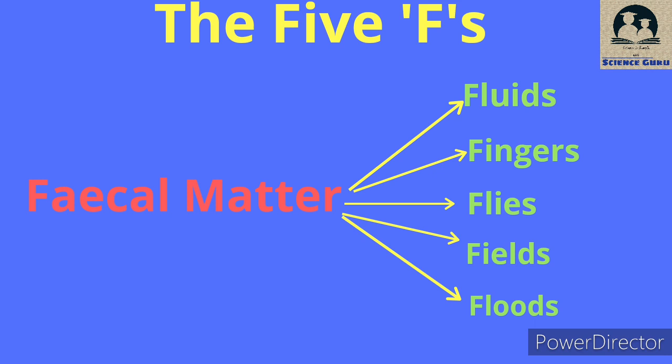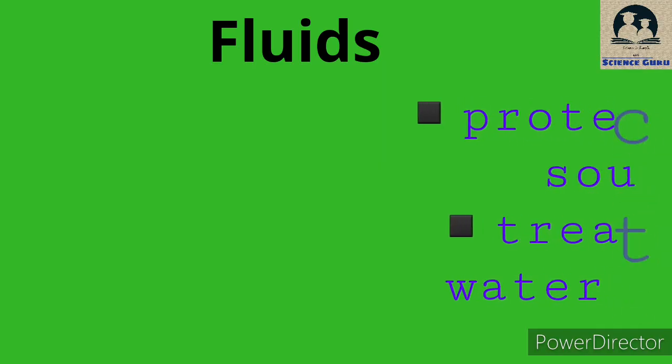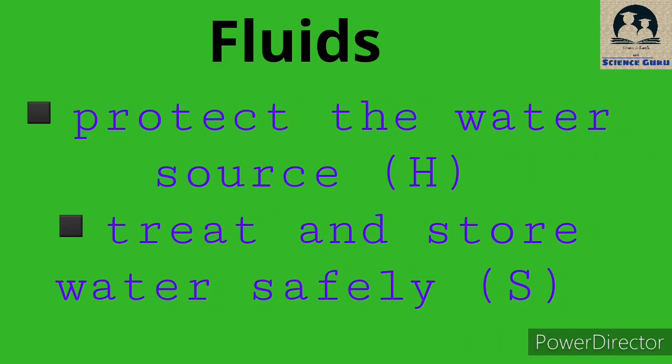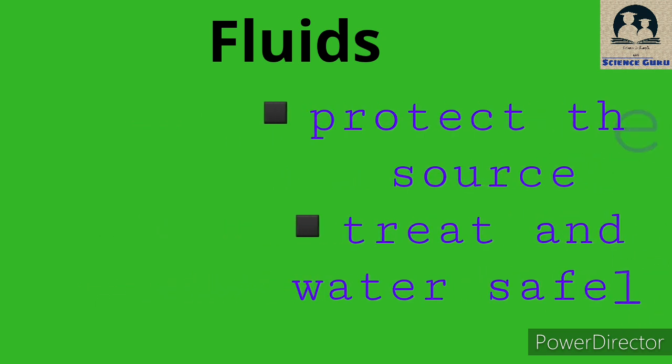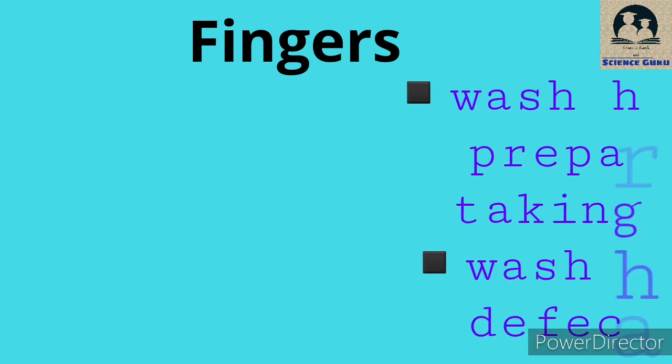So transmission of diseases happens by these 5 ways, and we are going to check how we can prevent it by using these two methods, sanitation and hygiene. The first one, fluids. We can protect the water source, that's a part of hygiene, and treat and store water safely, that comes under sanitation.